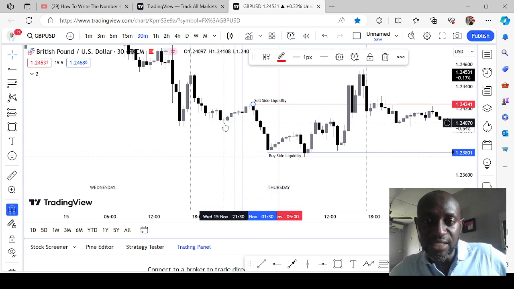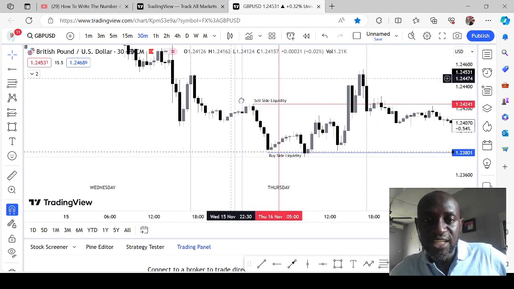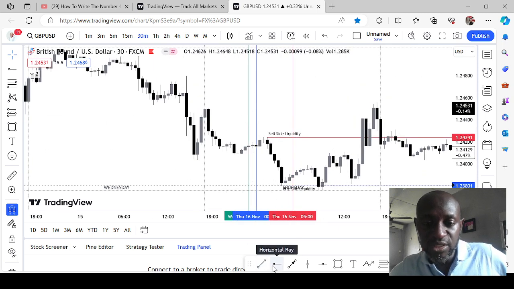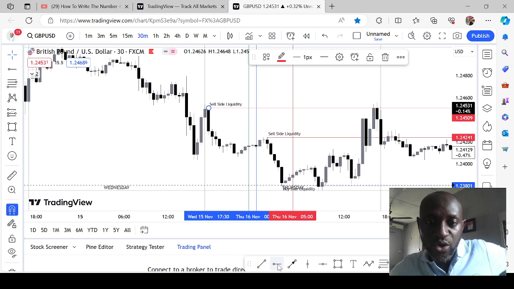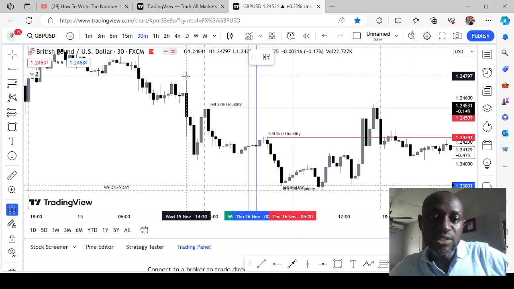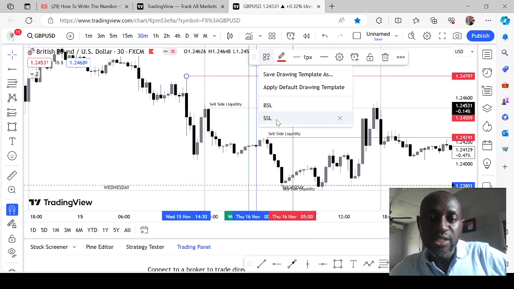You can see that's exactly what price did here. It got here and came back up. But it's not a very strong liquidity. Now this is another liquidity. This is another liquidity. This is sell side liquidity. Also, this is another liquidity. This is also the sell side.